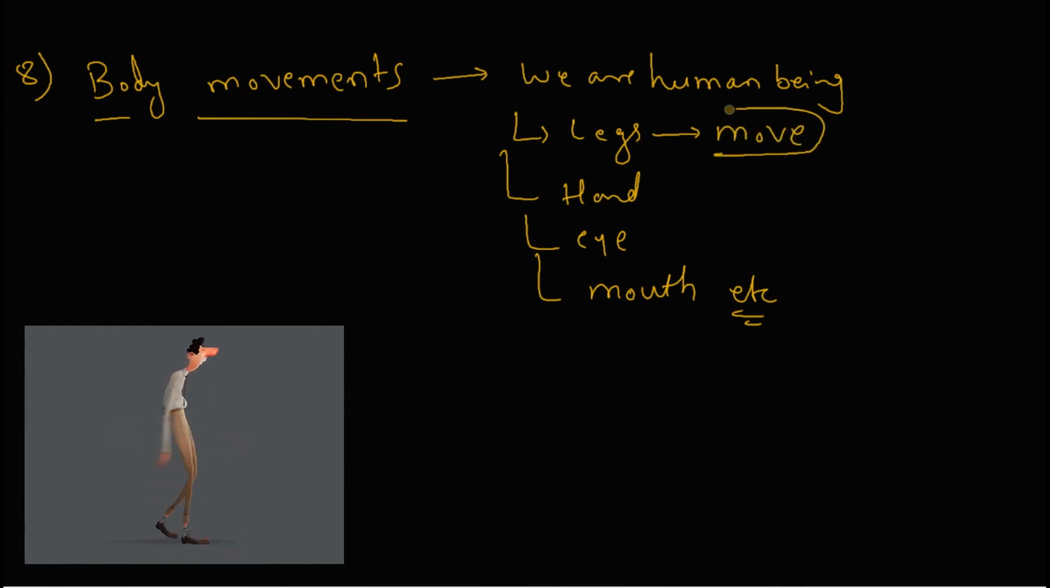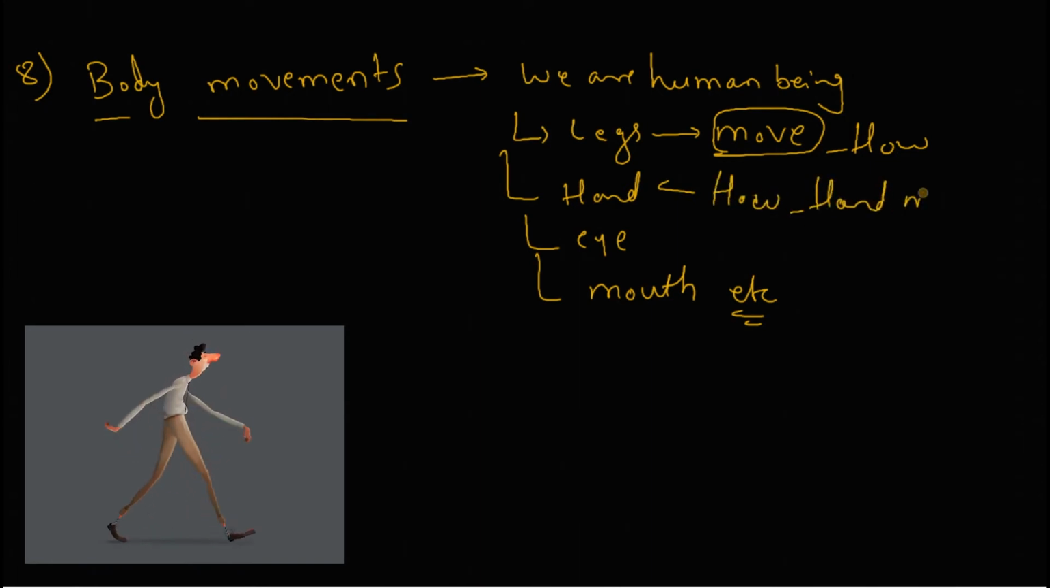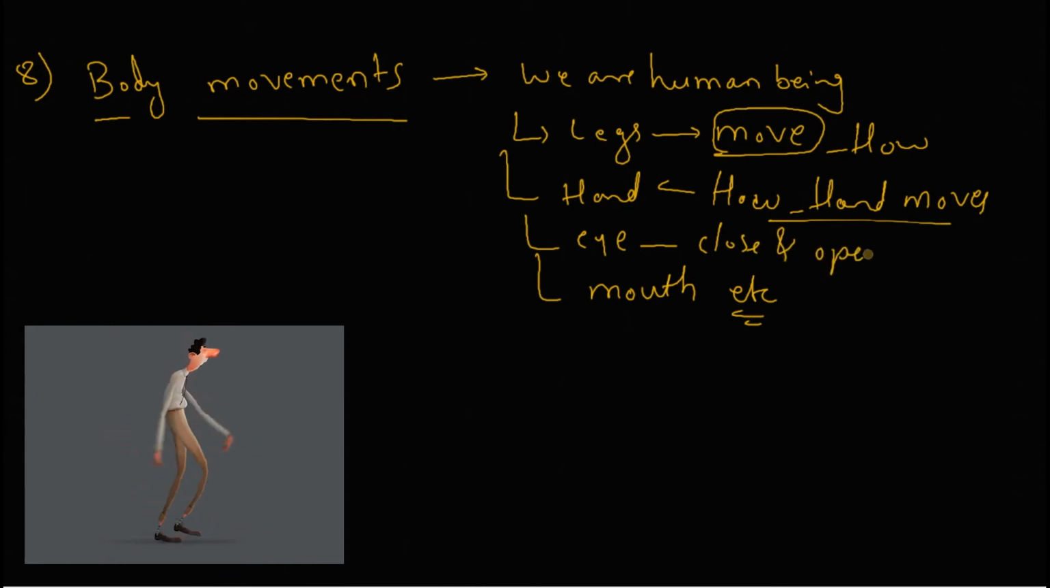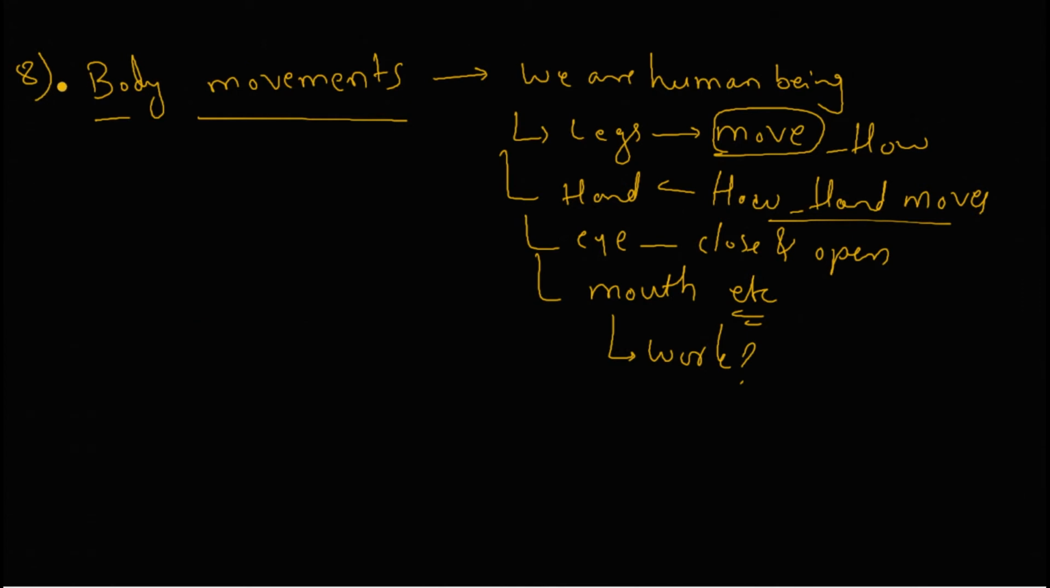How is the leg going to move, and how do the hands move, and how do the eyes close and open, and how does the mouth work. All those things are the studies we are going to cover in body movement, which is part of the 8th chapter. Now next, we cover the 9th chapter, which is living organisms.